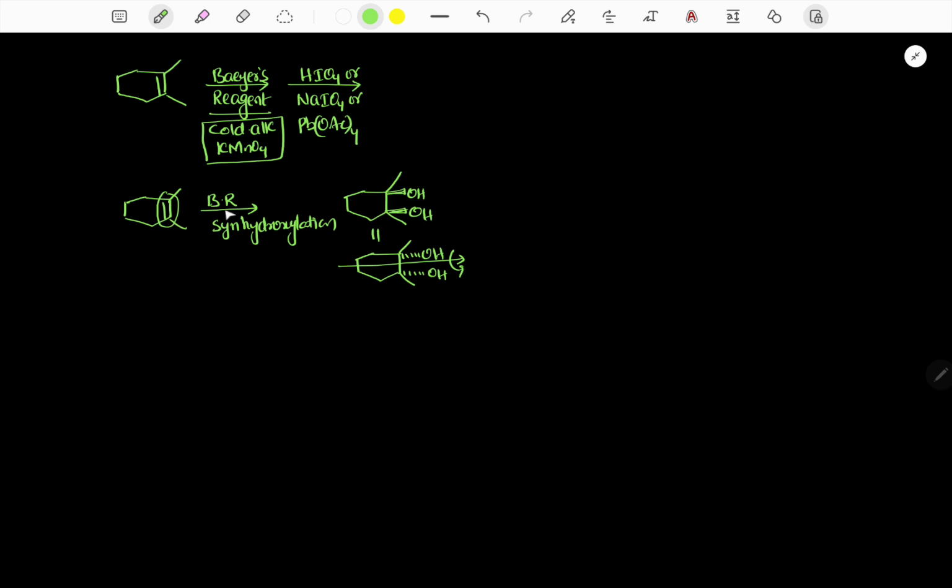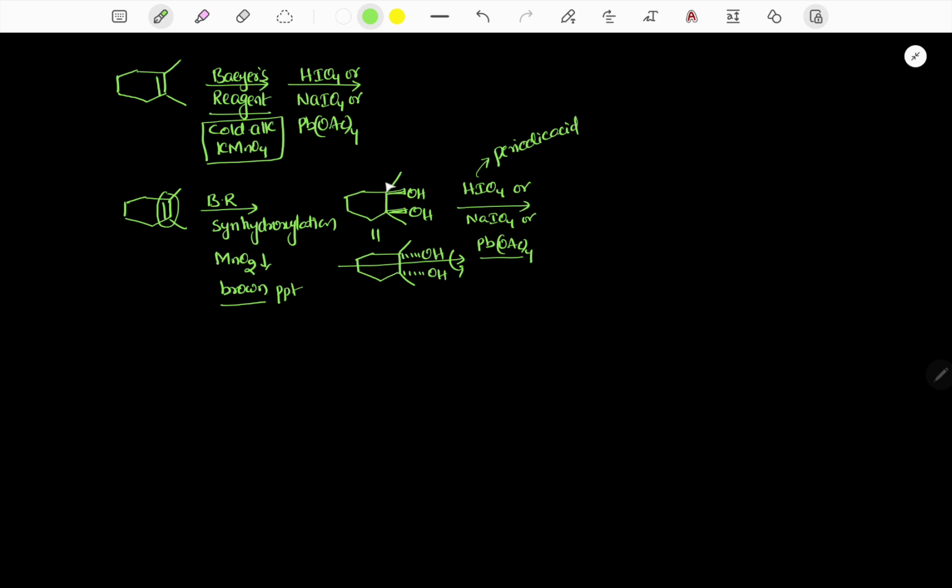So when an alkene is treated with Baeyer's reagent, the reaction is syn hydroxylation, and here KMnO4 is finally converted into MnO2, which is a brown precipitate. The diol is treated with HIO4 or NaIO4 or lead tetraacetate. In the presence of HIO4, it is called periodic cleavage, because it is periodic acid.